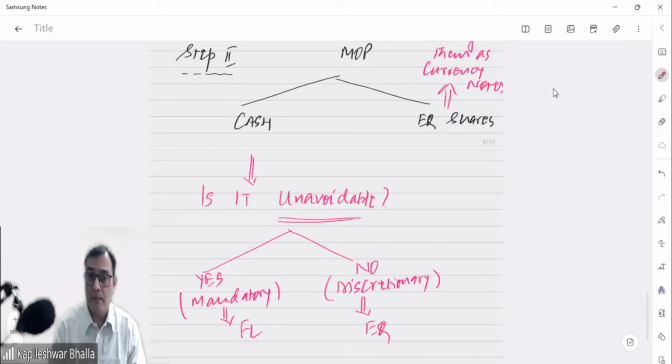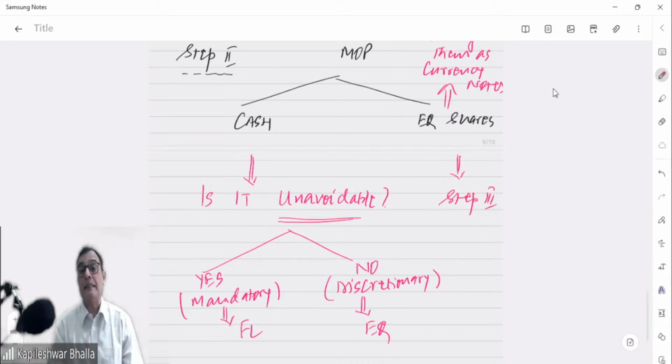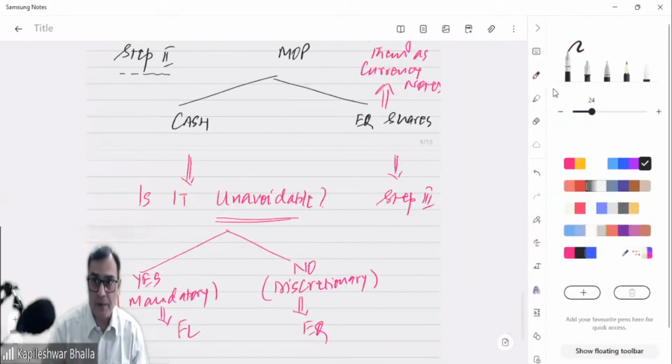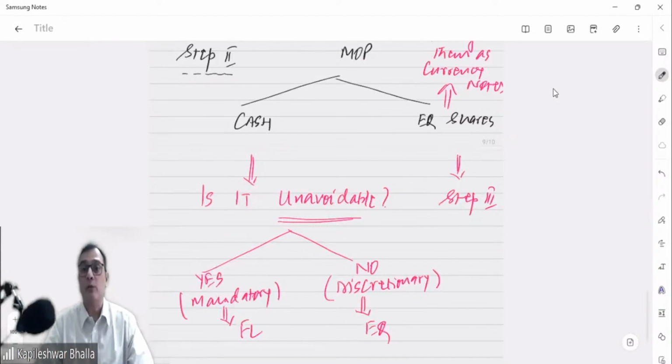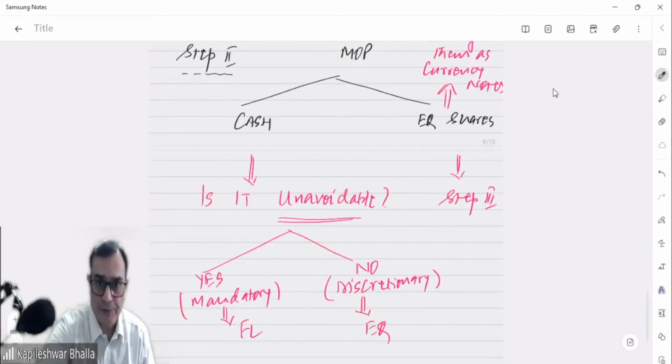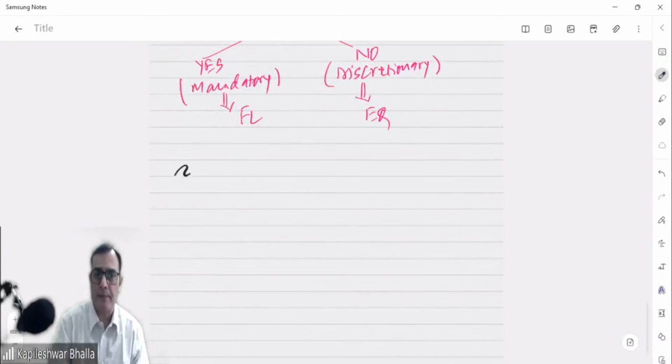Right, I think I made my amendments to step number one also, and I made my amendments to step number two also. And if you say equity share, you got to go to step number three. You got to go to step number three if the mode of payment is equity shares. Let's now take you to step number three as well. If the mode of payment is equity shares, then what do we do? So let's go to step number three.